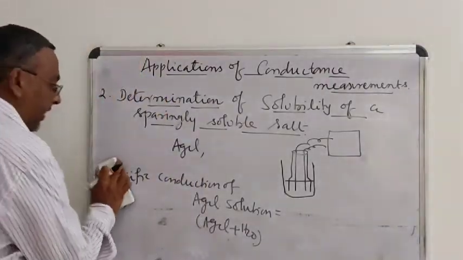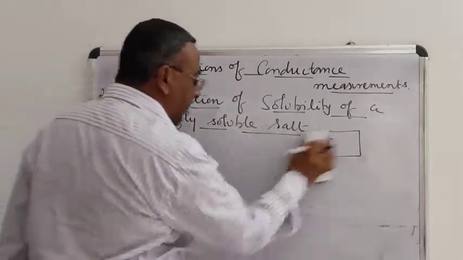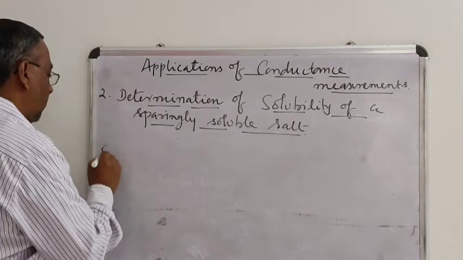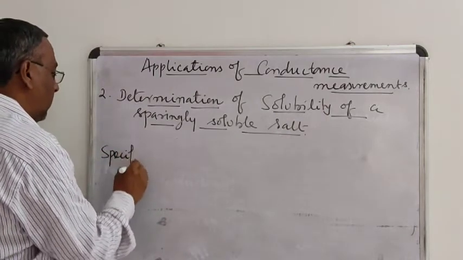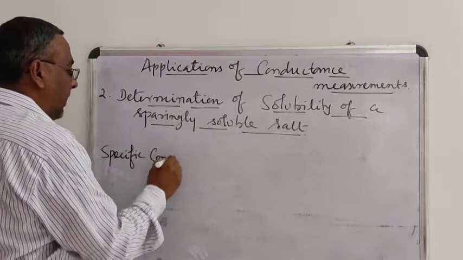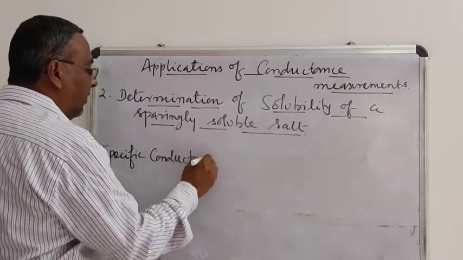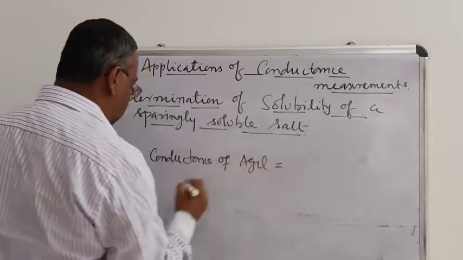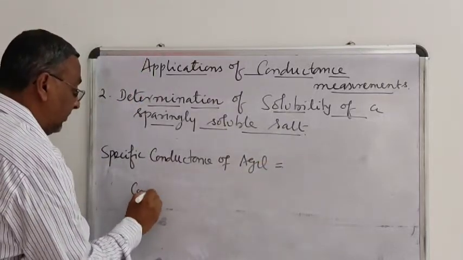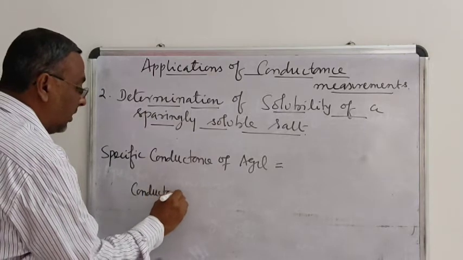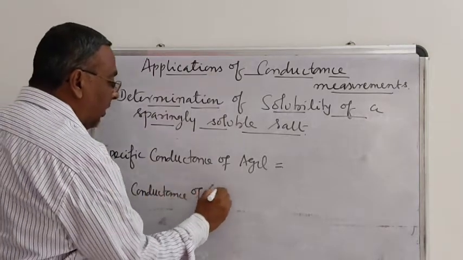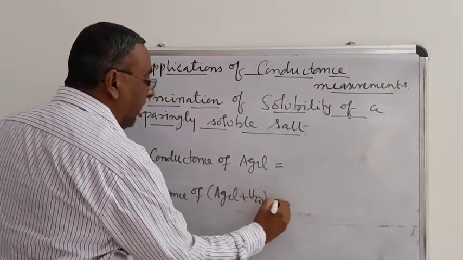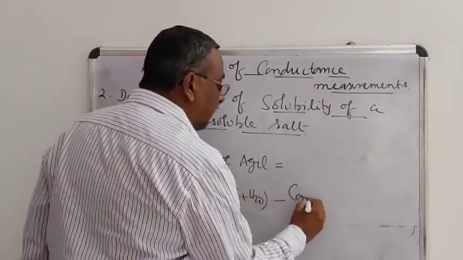Listen, I am writing down the specific conductance of AgCl will be equal to the conductance of silver chloride solution minus the conductance of pure water.